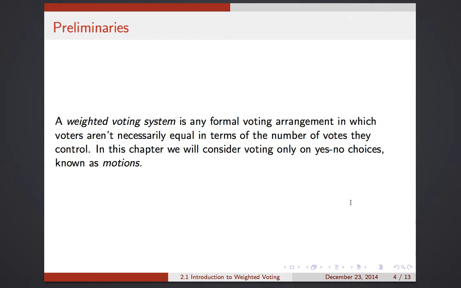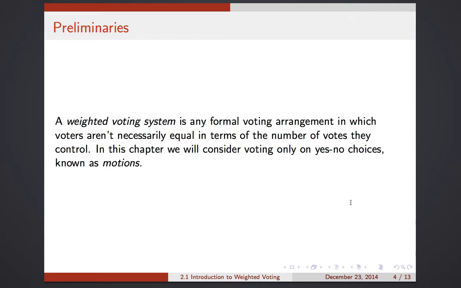Okay, so let's set up the formalism of all this. So formally, a weighted voting system is any formal voting arrangement in which voters aren't necessarily equal in terms of the number of votes they control. And in this chapter, we will consider voting only on yes-no choices. And a yes-no choice is known as a motion. Okay, so things like, should we legalize marijuana? Should we raise a tax to fix these roads, etc., right? So you're going to be voting on questions with a yes or no answer, and you will either vote yes or you will vote no.